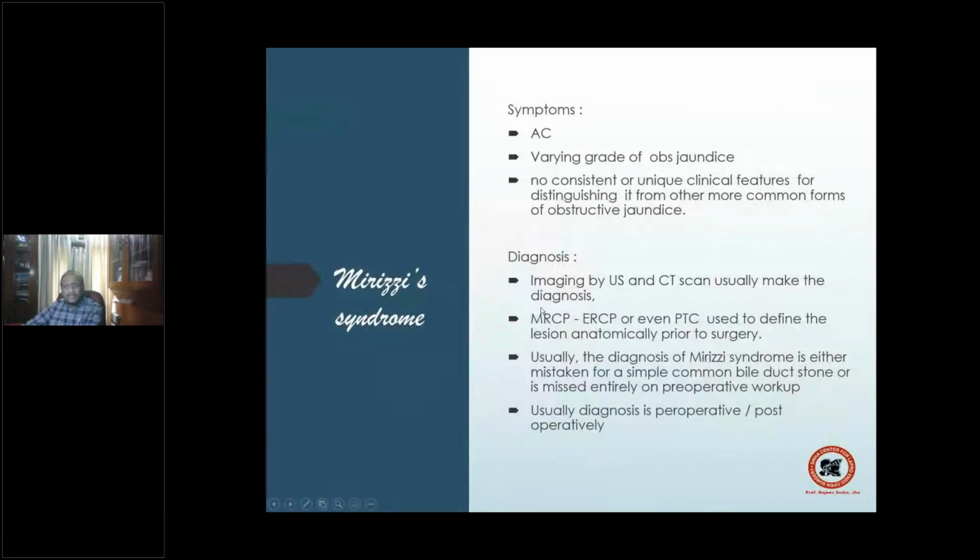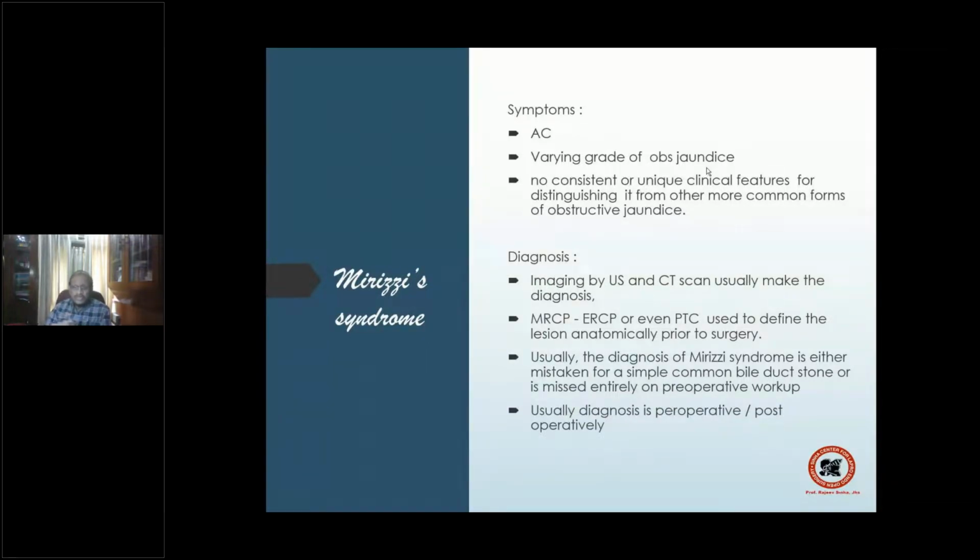Now, the symptomatology: acute cholecystitis is there, with varying degrees of obstructive jaundice. We already know initial compression, later the stone moves into the CBD, and you have a much more severe degree of jaundice. Now, there is no consistent unique clinical feature which tells you that this patient has Mirizzi syndrome. Absolutely not. Clinically, you can never ever diagnose Mirizzi syndrome. Be absolutely clear about that. Never ever diagnose Mirizzi syndrome on clinical examination.